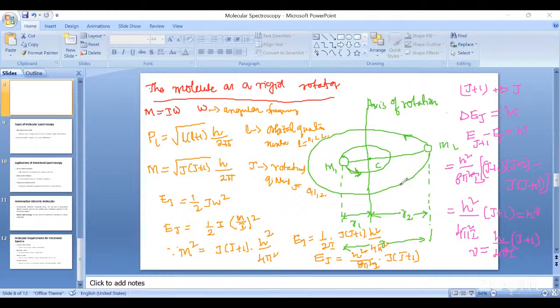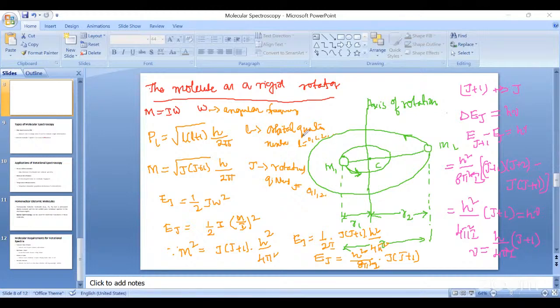From the definition of the center of mass, we have M1 R1 equal to M2 R2, and R1 plus R2 is equal to R. Solving, we get R1 equal to M2 by M1 plus M2 into R, and similarly R2 equal to M1 by M1 plus M2 into R.